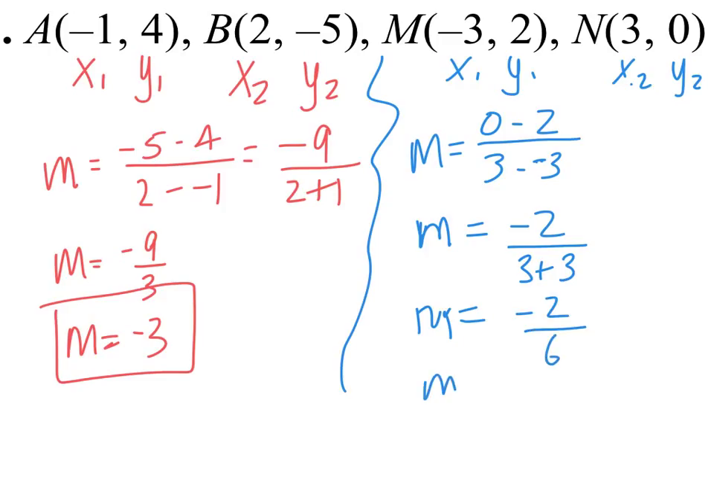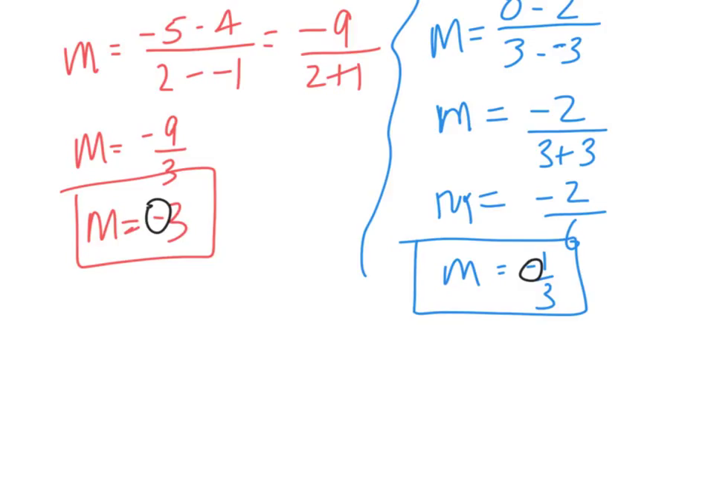So this ends up giving me negative 1/3. Now you may think that these are opposite reciprocals when you flip the fraction and change the sign, but these are both negative. So since they're both negative, they're not opposite. So these would be neither parallel nor perpendicular. These are neither. These are just intersecting lines. Okay, neither.